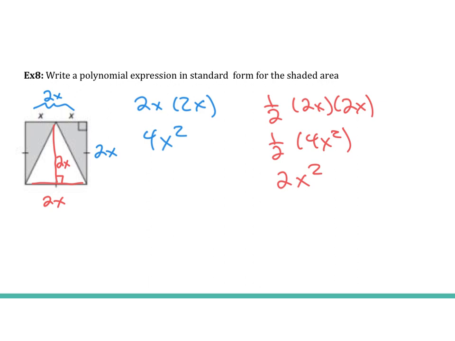So I have my two areas, the area of the entire shape, and then the area of the non-shaded region. If I go ahead and subtract those two areas, I'll get the area of the shaded region. So we have 4x squared minus 2x squared gives me 2x squared as my final area for the shaded region.